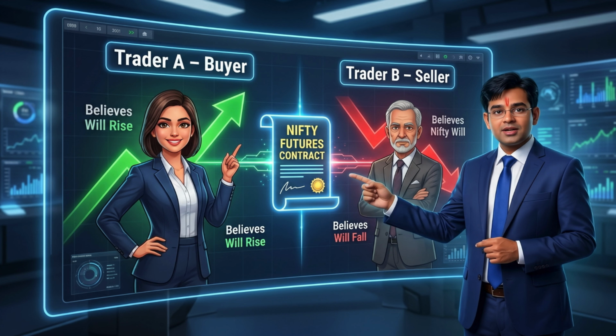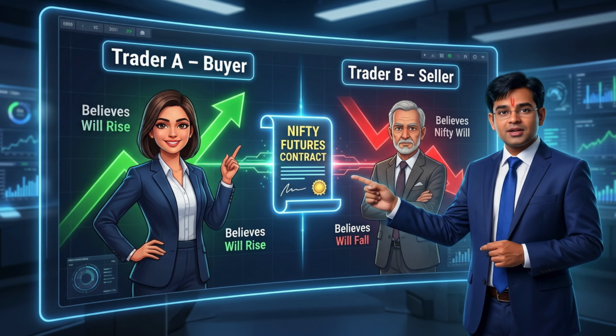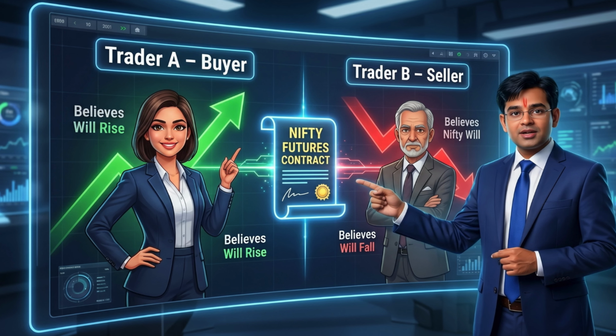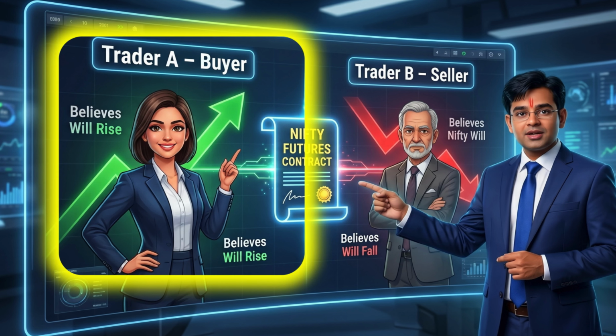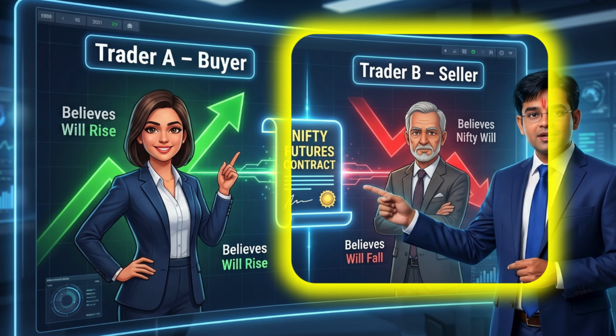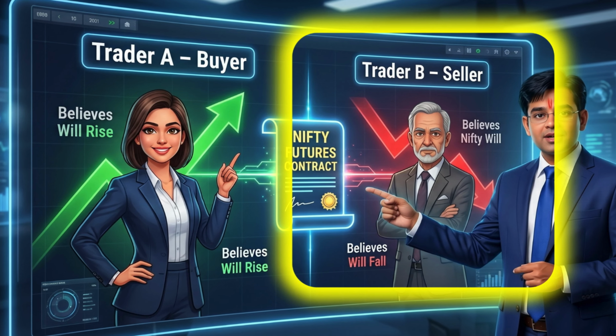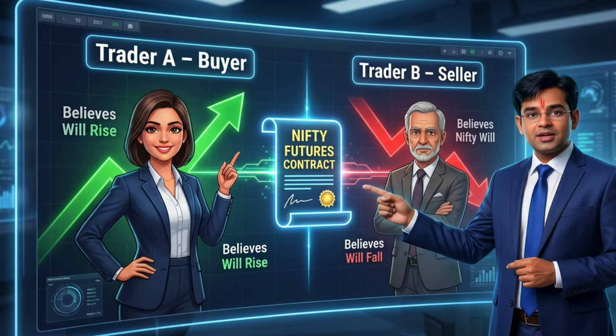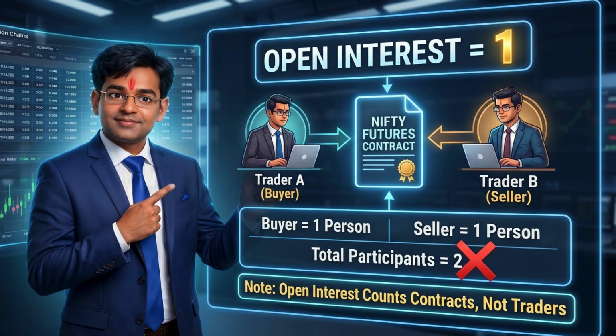The simplest example possible. Imagine there are only 2 traders in the world, Trader A and Trader B. Trader A believes Nifty will rise, so he buys one Nifty futures contract. Trader B believes Nifty will fall, so he sells one Nifty futures contract. Now something interesting happens. A brand new contract has been created. That means open interest becomes 1.